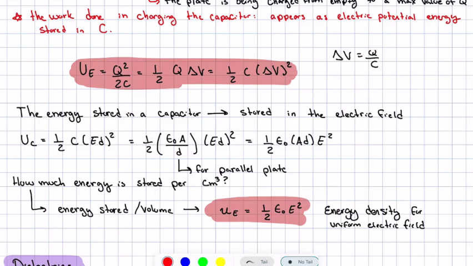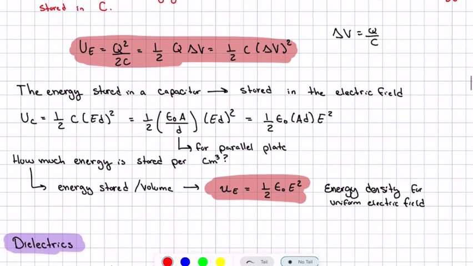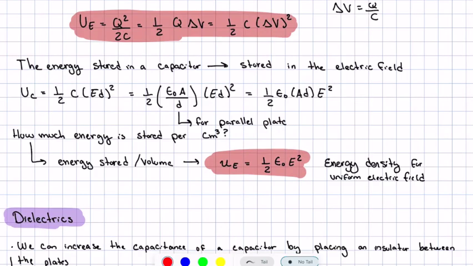All that we do to get this final equation is say, well, okay, this is energy stored per volume. Volume, area times distance between, right? This is the volume of the space between the two plates. And then that is going to be equal to 1/2 epsilon naught E squared. And this is also known as the energy density for a uniform electric field.